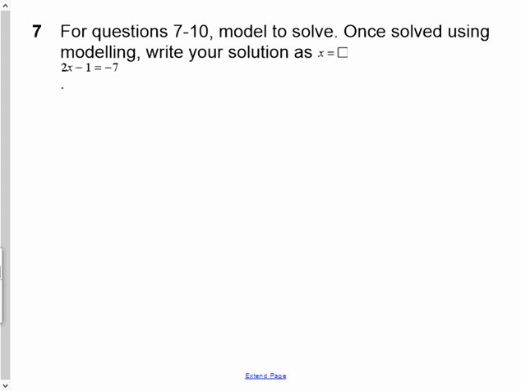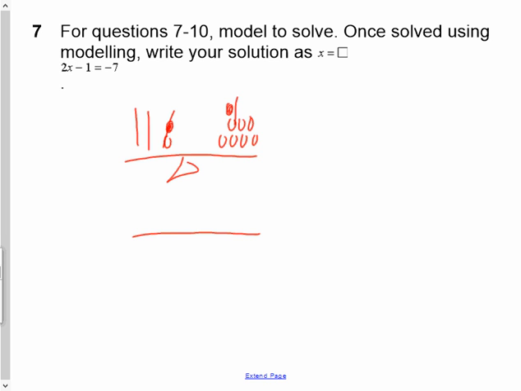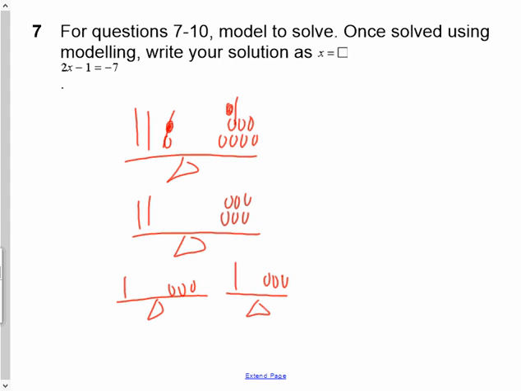Now we have questions 7 to 10, which we want to model. So the first one is model 2x minus 1 equals 7. So I'm just going to use 2x minus 1 equals negative 7. First picture. Now, a lot of people just did this in the first picture, and that's fine. They put positive 1 on both sides. But your next picture has to be 2x equals negative 6. And then you take your x's and divide them evenly onto 2 scales. Take your negative 6, divide them evenly on the other 2 scales. And you end up with the solution of x equals negative 3.